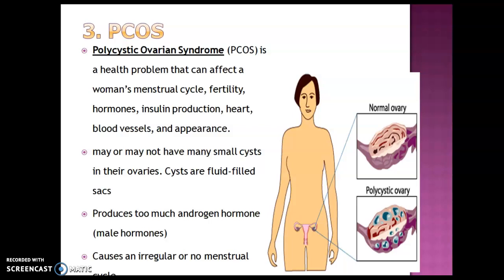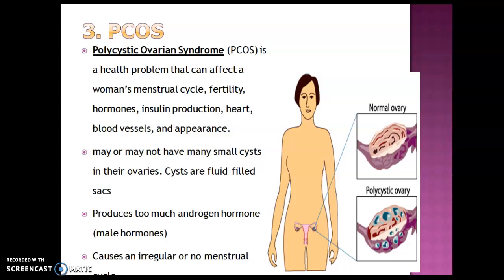Here it is a problem which affects all through the female's fertility cycle. That is, it affects the women's menstrual cycle, fertility, the release and levels of reproductive hormones, insulin production, and also non-reproductive parts, structures or functions like the heart, the blood vessels, and also the appearance. And what is the problem here? As the name indicates, cysts, and that too in large number, polycystic, and that too in the ovary, so polycystic ovarian.